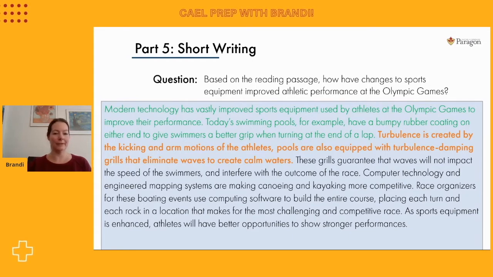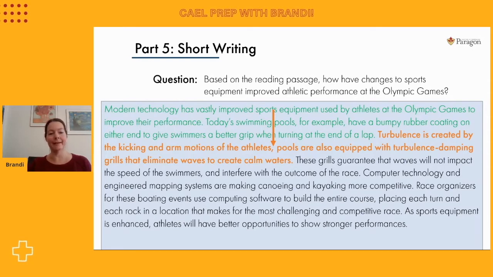Okay, next on to this. So we've got quite a long sentence here. It says, "Turbulence is created by the kicking and arm motions of the athletes. Pools are also equipped with turbulence damping grills that eliminate waves to create calm waters." It's a really long sentence, but as a matter of fact, we've got two sentences here side by side. This is what we call a run-on sentence. More specifically, we call this a comma splice.